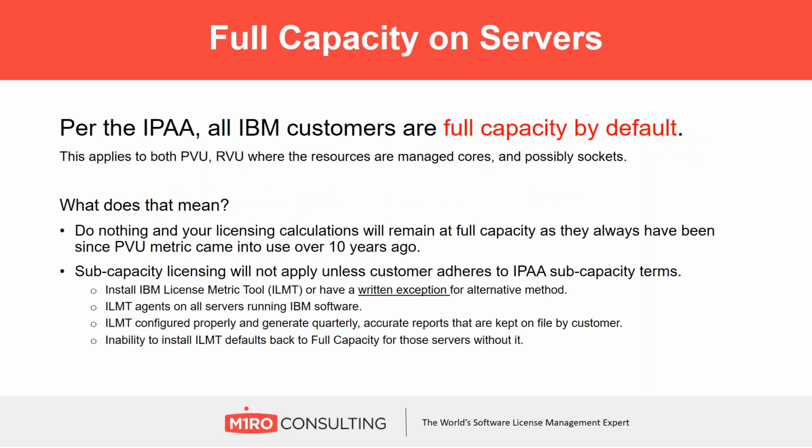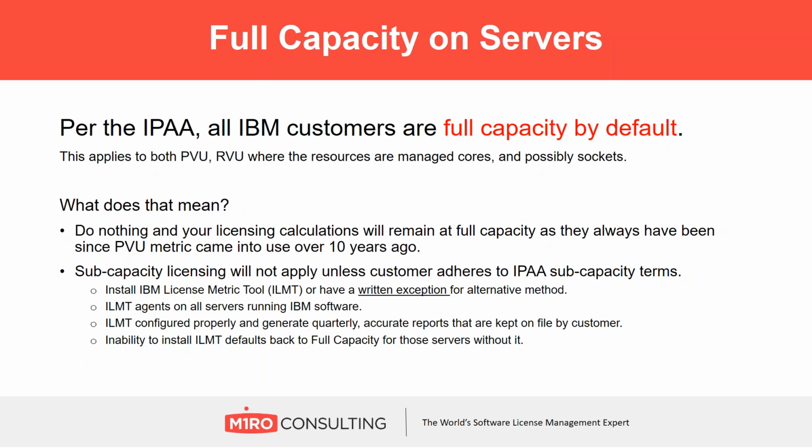A little more information about what full capacity is that I just mentioned in the Passport Advantage Agreement. By default, everyone is full capacity, and that's going to apply to all your licenses that are processor value units, your resource value units where the resources are defined as your managed cores, and there's now a couple socket licensing. So programs in a virtualized environment and your client's reporting responsibilities in the subcapacity terms will be voided if you don't use their tool.